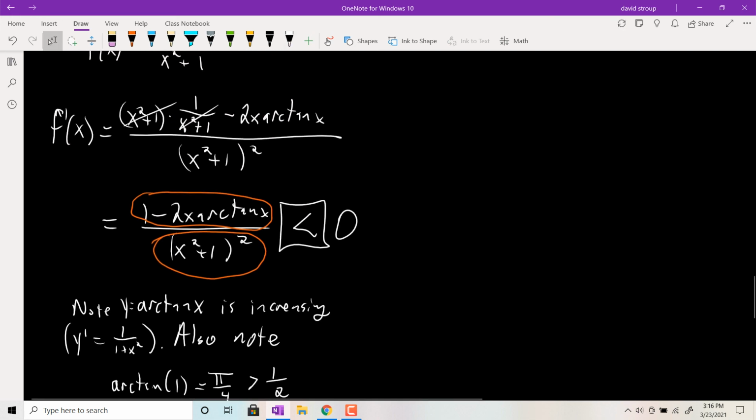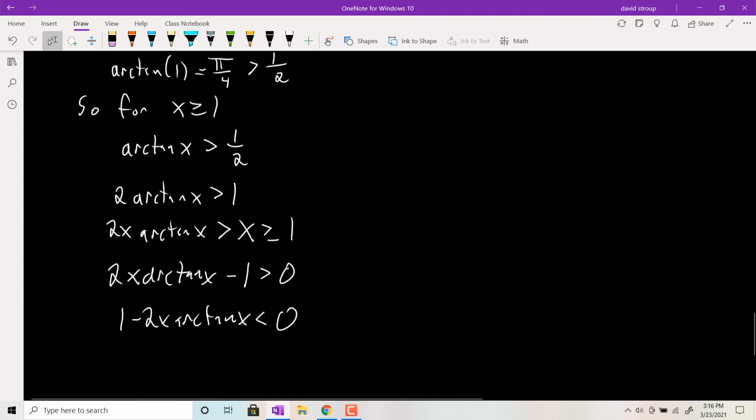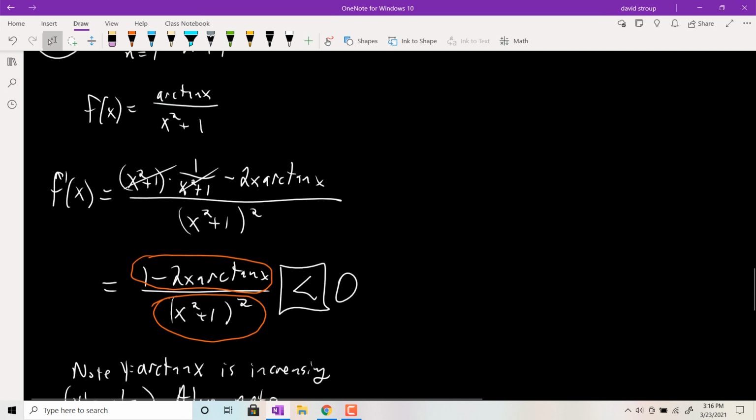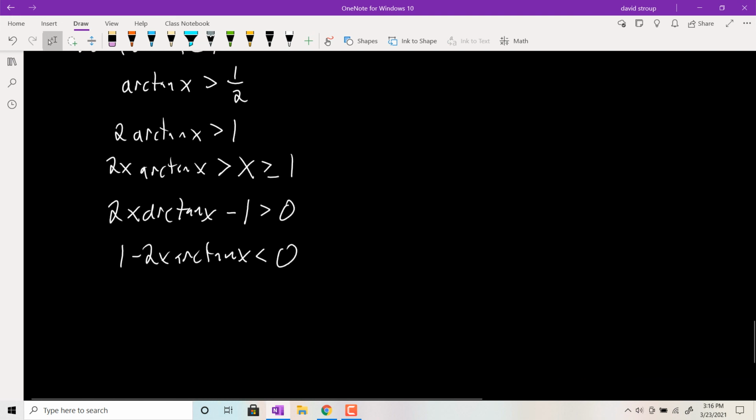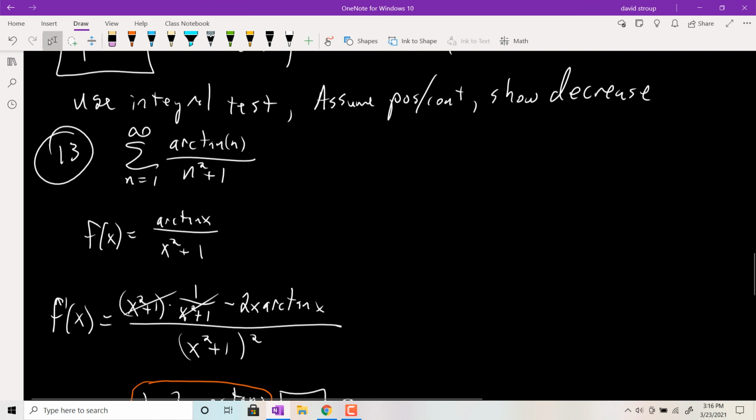Which is what I was trying to show, because the denominator is definitely greater than 0. That means I need a negative in the top for this entire expression to be negative, and that's what I have here. So I've shown that the numerator is negative, and therefore for x greater than or equal to 1, this will be true. So you don't have to show that whole end part there. That's just in case you were interested.